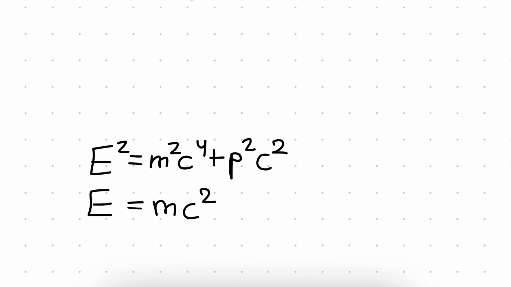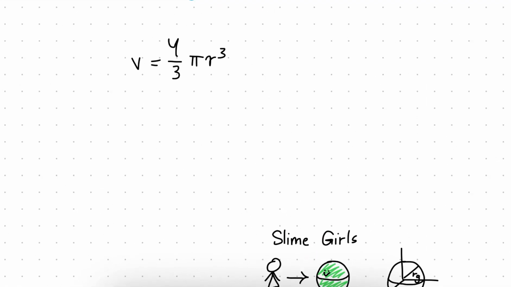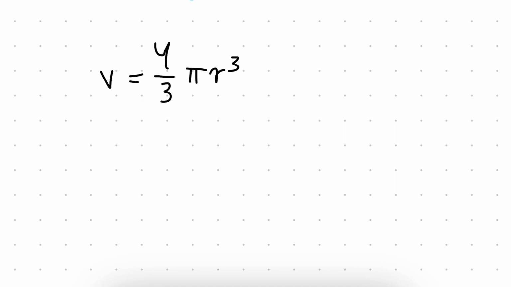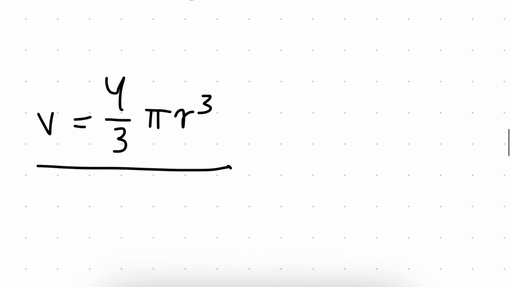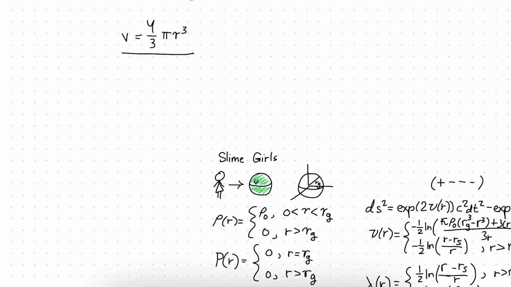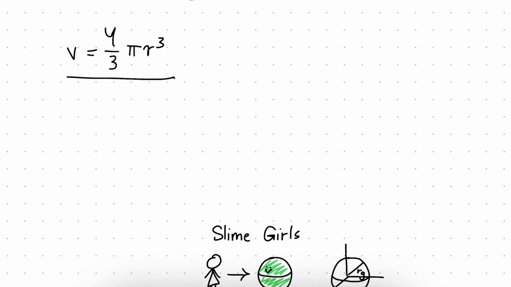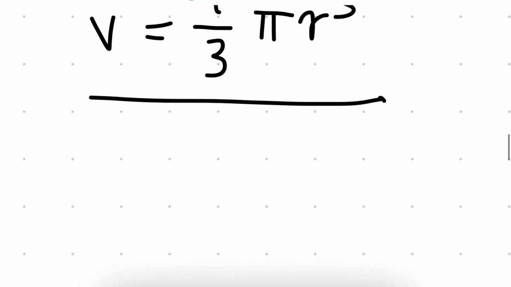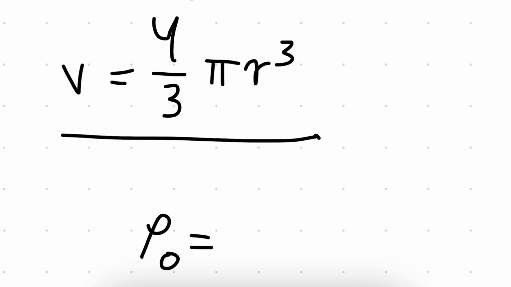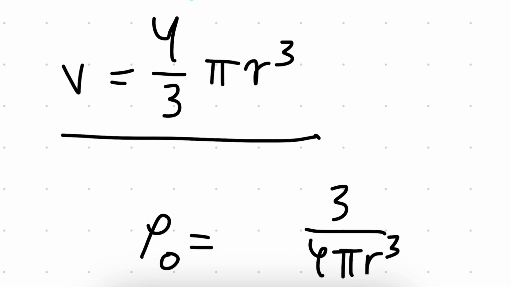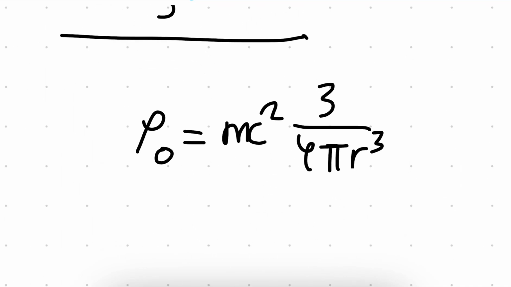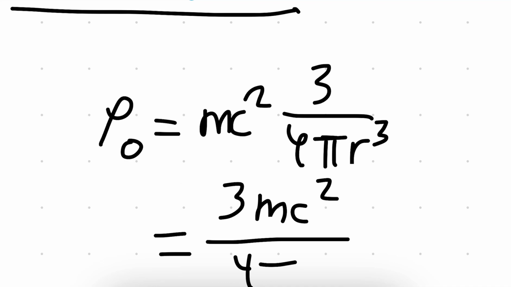And from there, since this gives me my energy, to get the energy density, I just need to divide by the volume of my slime girl. And conveniently, the reason why I wanted to discuss this is because we know the volume of a sphere, and the volume is precisely 4 over 3 pi r cubed. So when you've measured the radius of your slime girl turned into slime ball, and you know her mass, it's easy to derive the energy density. So my rho naught will be precisely 3 over 4 pi r cubed, times E equals mc squared. So this is precisely 3 mc squared over 4 pi r cubed.